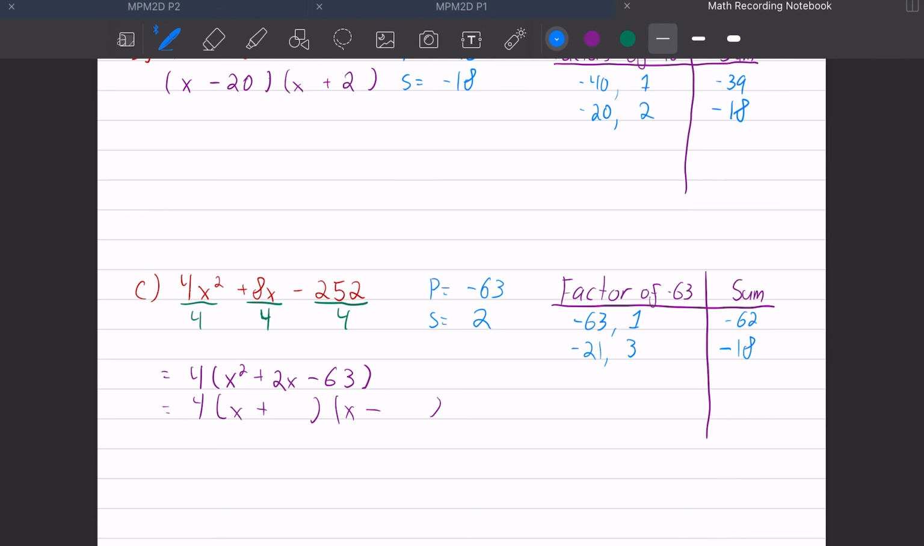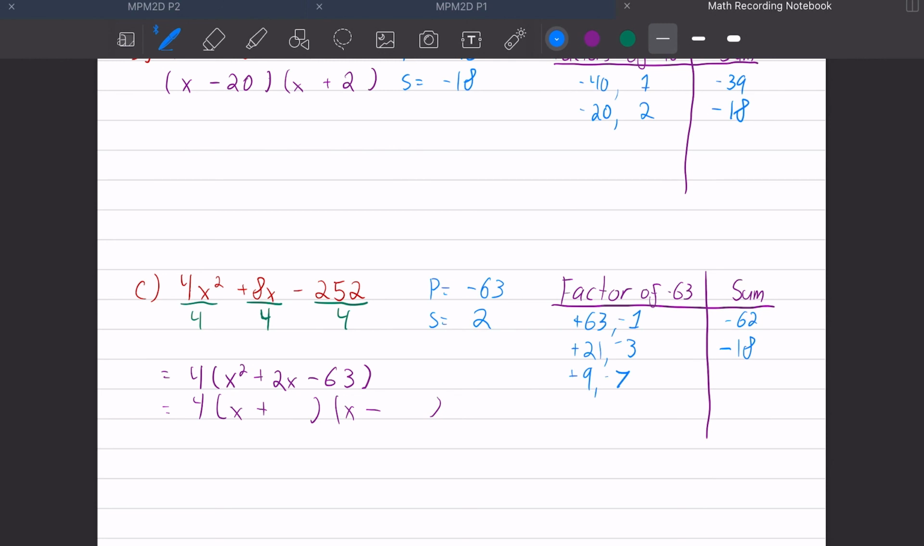4 doesn't go into negative 63. 5 doesn't go into negative 63. 6 also doesn't go into negative 63. But 7 does, and 9. So negative 9 times 7 gives us negative 63. And when we add those together, sorry, I've been doing this backwards. We want to have this as the positive number, and this is our negative number.